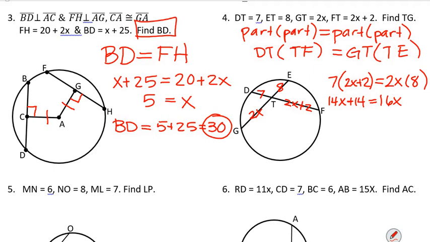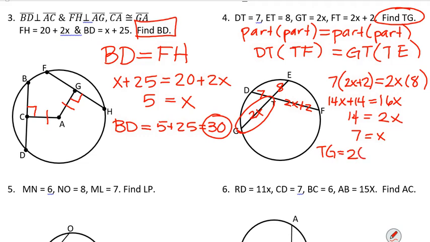Going to subtract 14x from both sides. That gives us 2x over here and 14 on the left. Divide both sides by 2. x is equal to 7. Again, the question didn't ask me for x, it said to find TG. So TG is right here. So TG is going to be equal to 2 times 7, which is 14.